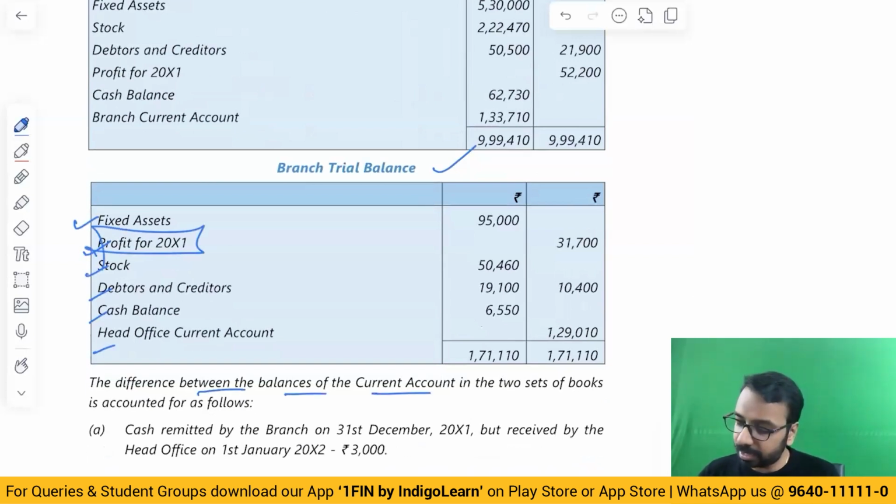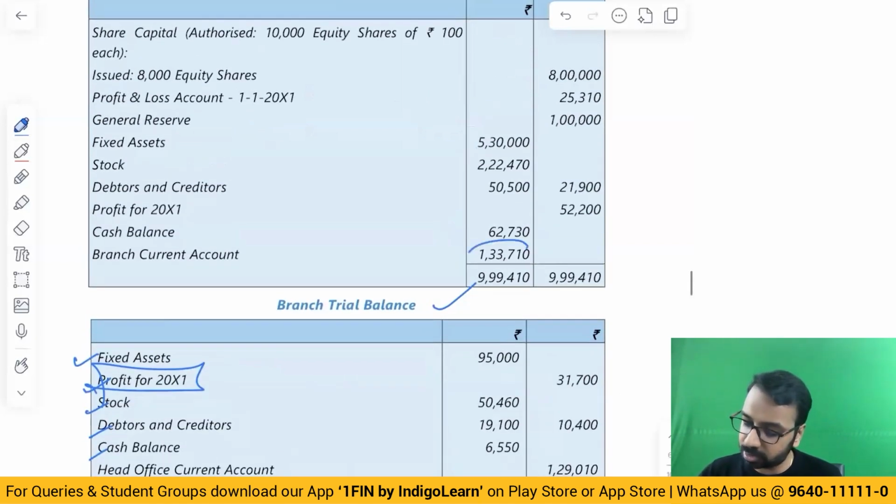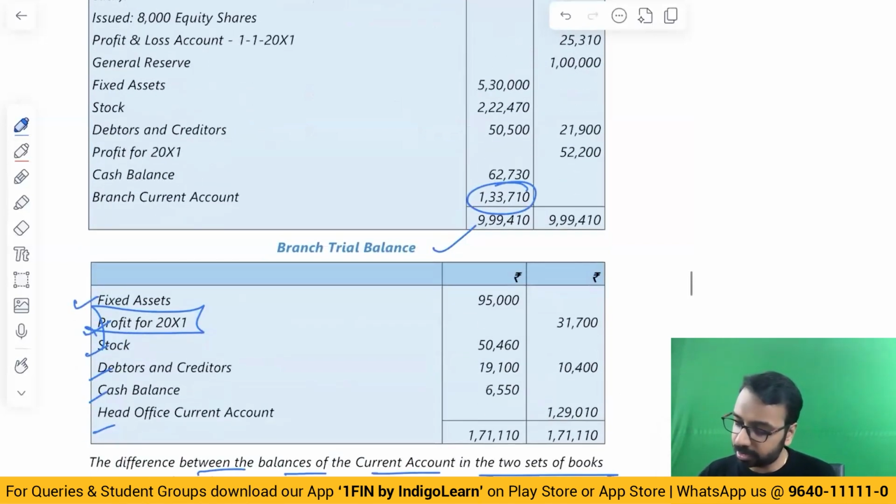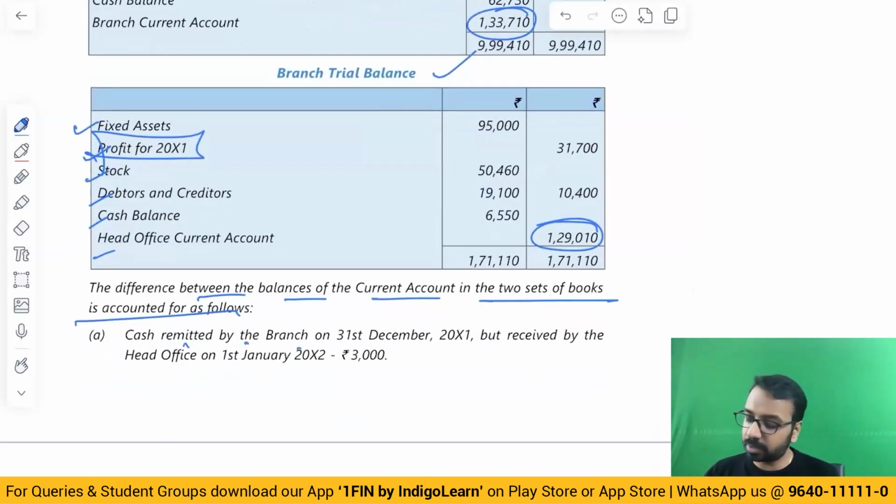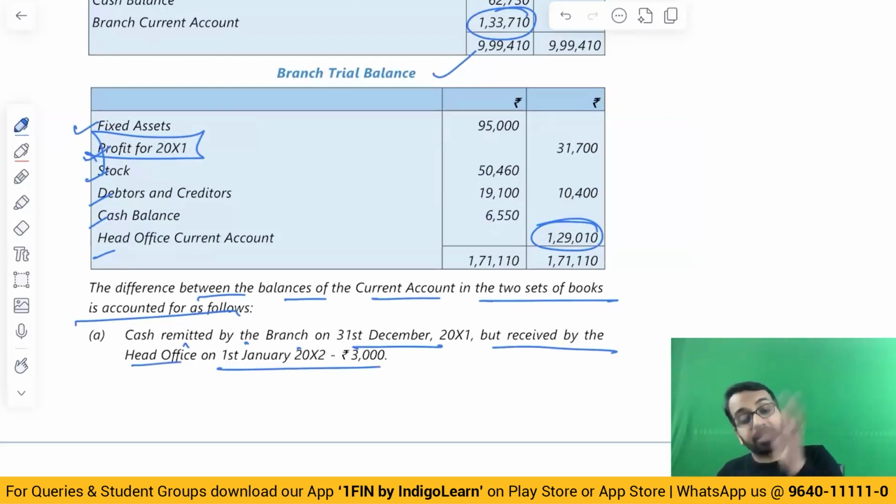The difference between the balance of the current account in the two sets of books is accounted for as follows. Here they are saying 133,710 and here 129,010, so there is a difference. Cash remitted by the branch on 31st December but received by the head office on 1st January. This means the branch sent the cash, but the head office has not received it.